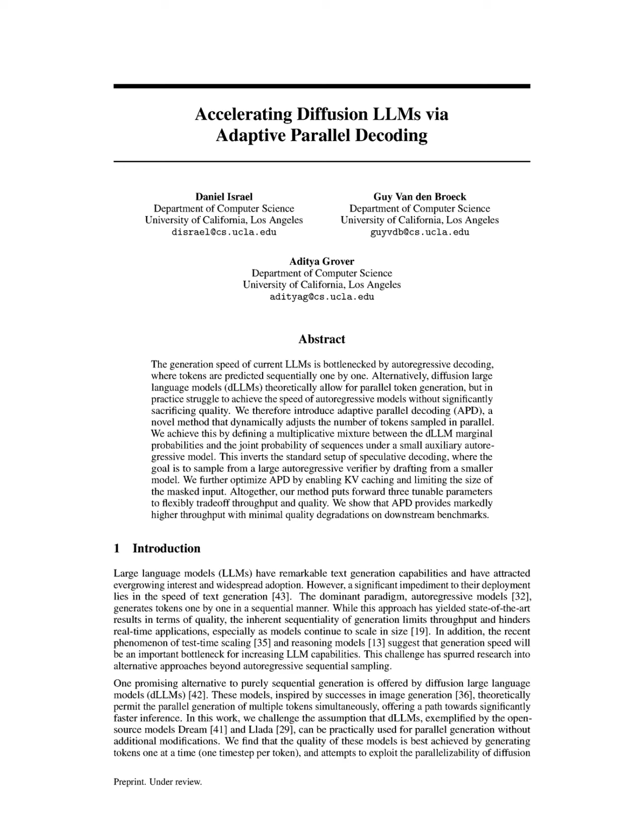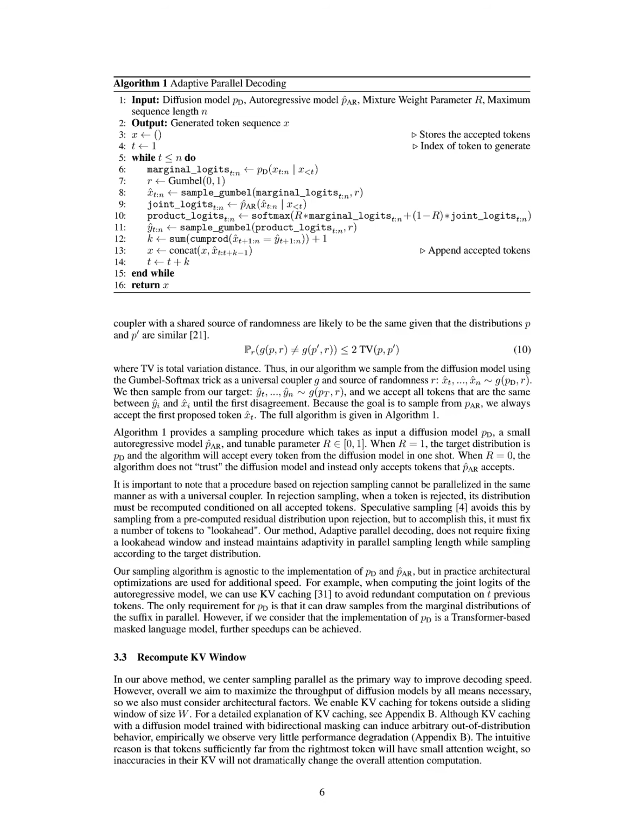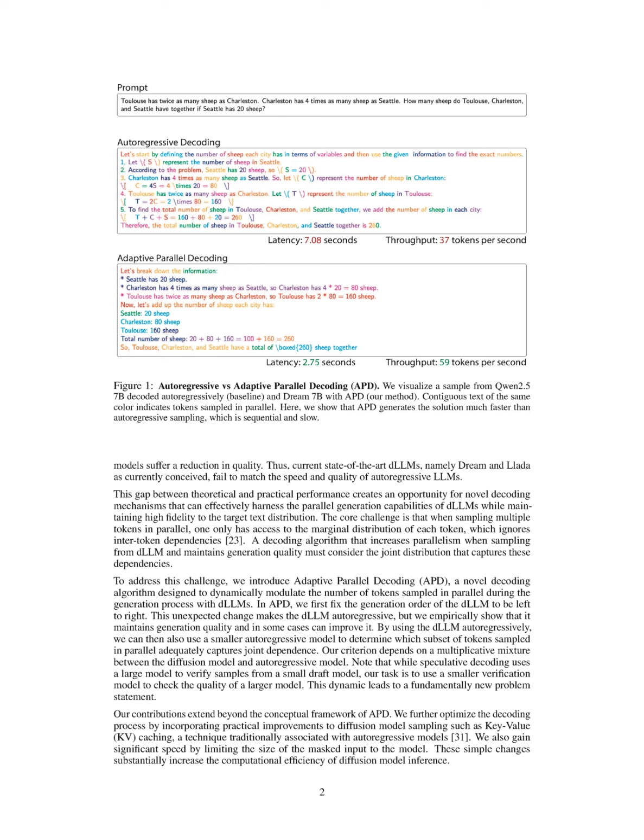The main steps of the APD algorithm begin with the selection of a small autoregressive model, denoted as P_AR, which computes the likelihood of sequences in parallel. For instance, if we want to generate the tokens for the phrase "the cat sat on the", the algorithm first samples from the diffusion model to get initial token candidates. Next, APD uses the multiplicative mixture of the diffusion model's marginal probabilities and the autoregressive model's joint probabilities to determine how many tokens to accept in parallel.